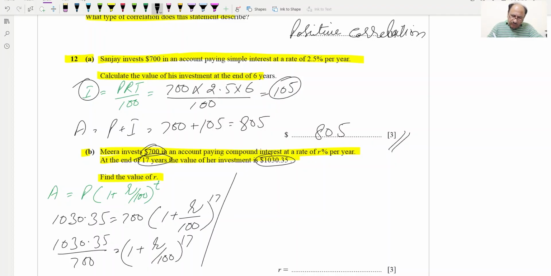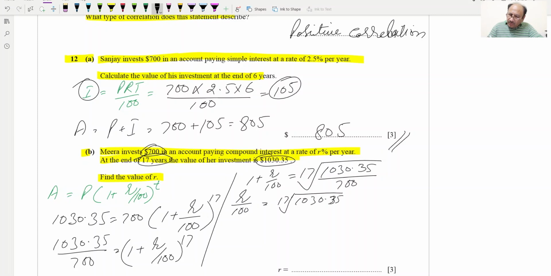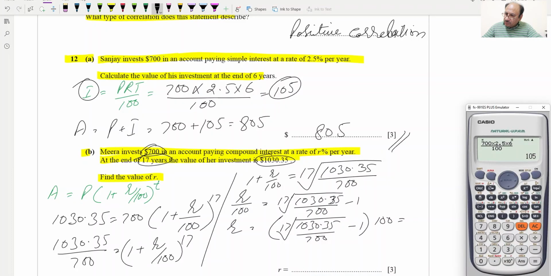Now we can take 1 over 17 powers to get rid of this 17, so our equation will become 1 plus R over 100 is equal to 17th root of 1030.35 divided by 700, and now we can shift 1 also, and this will be R over 100 is equal to 17th root of 1030.35 divided by 700 minus 1, and if we shift 100 also to the other side, it will be 17th root of 1030.35 over 700 minus 1, and this will be multiplied by 100, and we can use calculator.